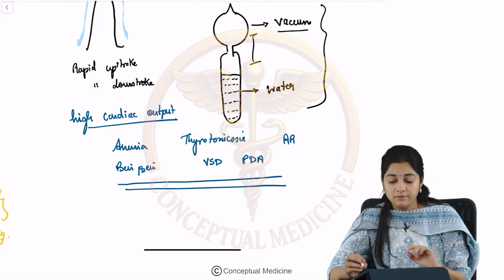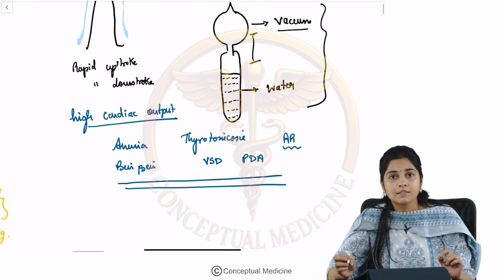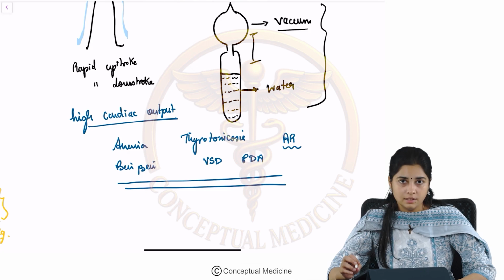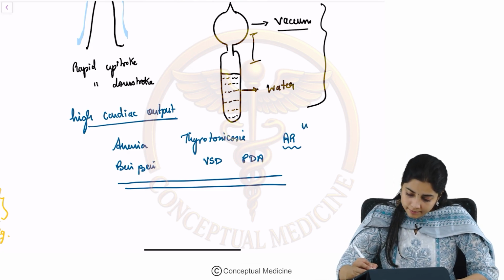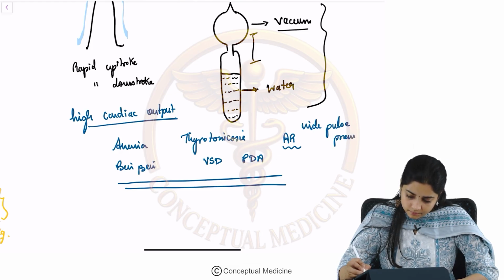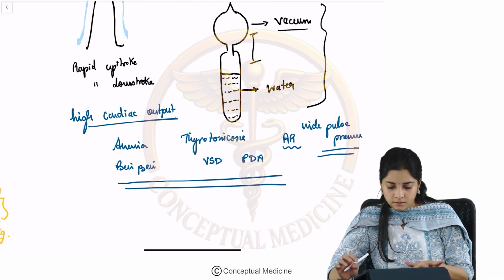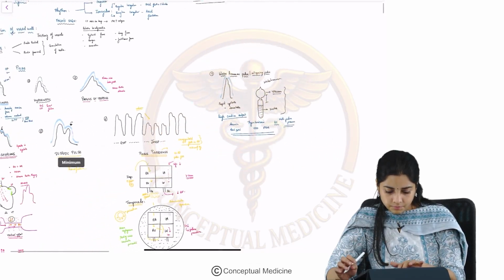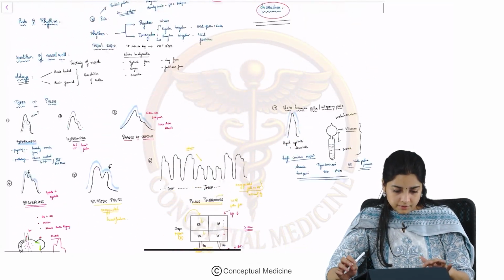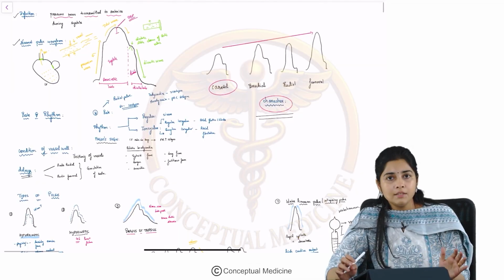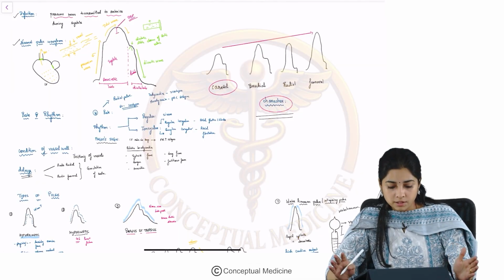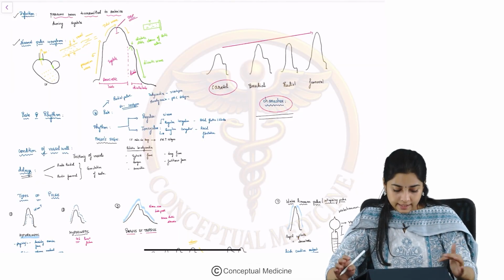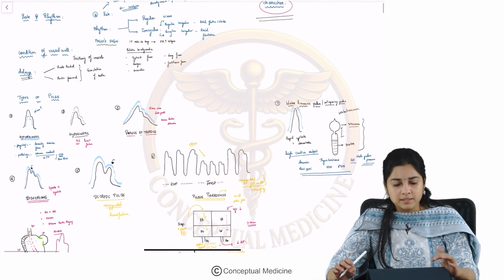Another important valvular heart disease where the water hammer pulse is seen is aortic regurgitation, where there is a wide pulse pressure. Okay. So this is about pulse for you. We have learned everything about the pulse: the definition, the normal waveforms, the rate, rhythm, character, and the different types of pulse waveforms.